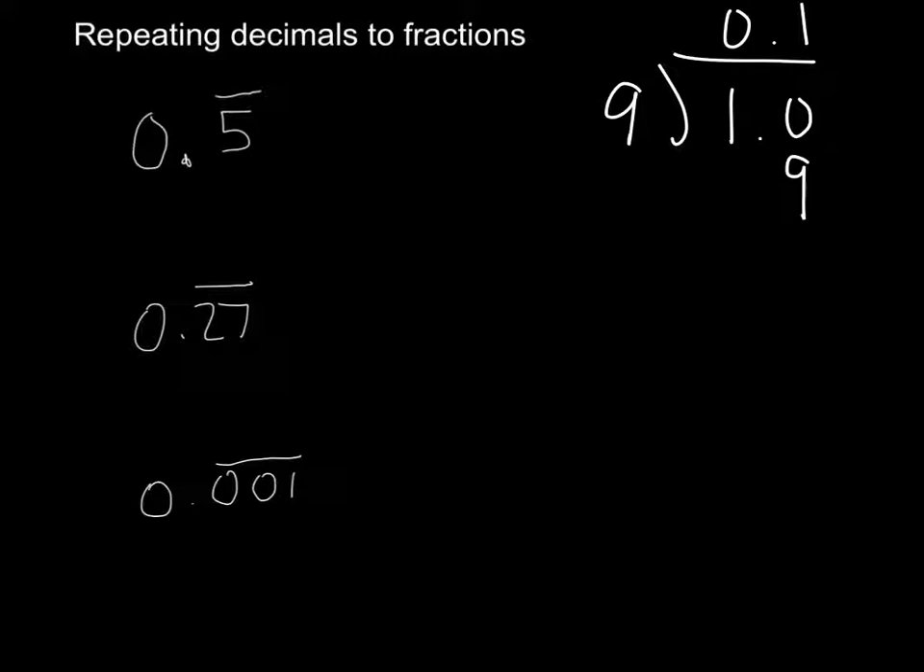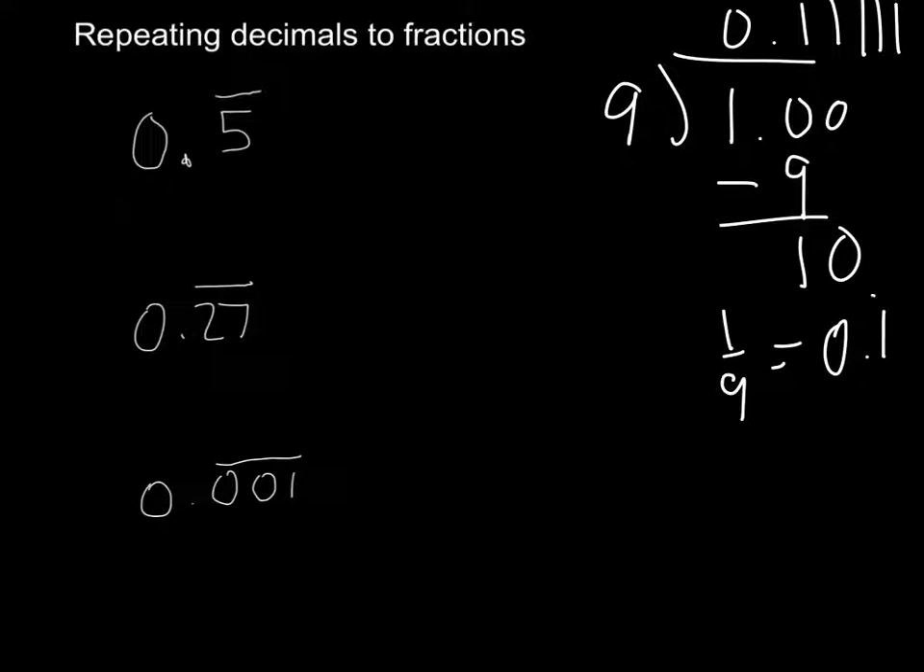1 times 9 is 9. I subtract that, I get 1 left over. Put another 0. I'm going to get that repeating. I'm going to keep having 1, 1, 1, 1, 1, 1, 1. So 1/9 is going to be equal to 0.1 repeating. So it should turn out that this 0.5 repeating is 5/9.